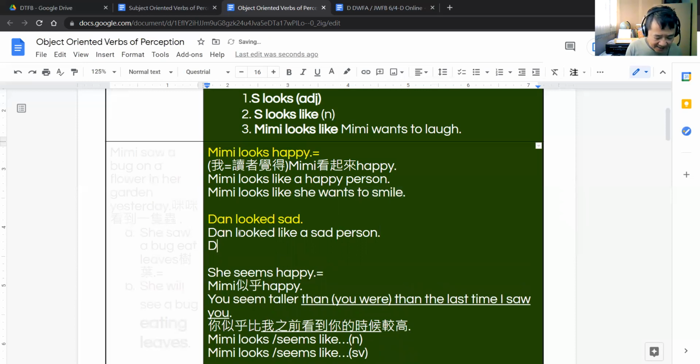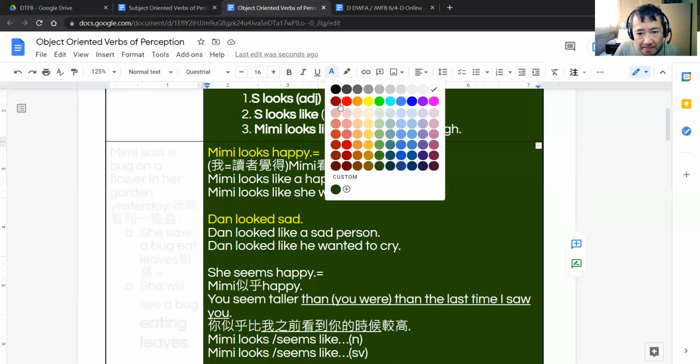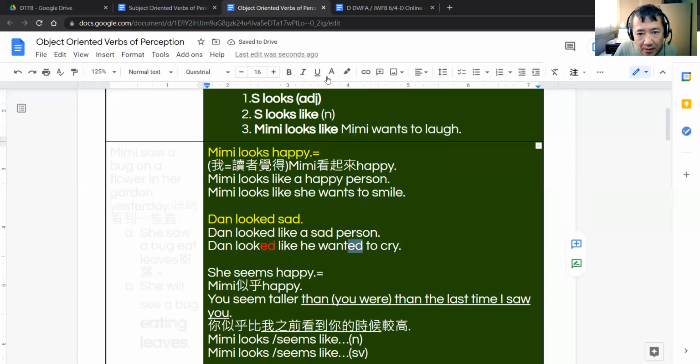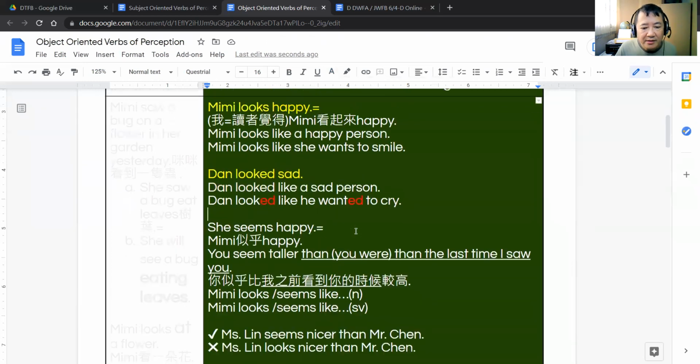Or I can say Dan looked like, and then followed by a sentence, he wanted to cry. That is a sentence. He wanted to cry is a sentence. Notice, because this is past tense, I'm going to also make this past tense. It's just good habit, okay? If that's past tense, that's past tense, okay? That's just better habit.